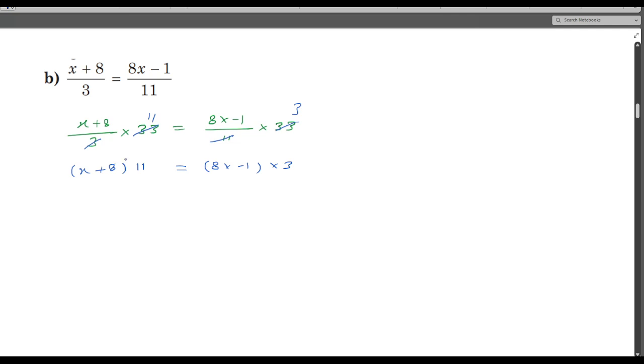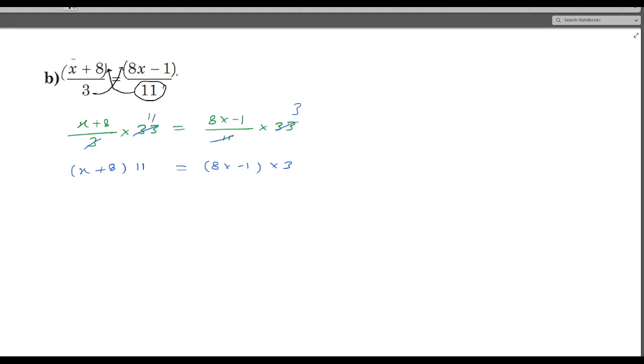So this is your basic concept, but this you can also understand as this 11 I'm moving from right to left, so it goes in multiplication here, and this 3 I'm moving from left to right, which is in denominator, so it will go in numerator as a multiplication. So x plus 8 is multiplied by 11 is equals to 8x minus 1 multiplied by 3. So you can remember this as a concept.